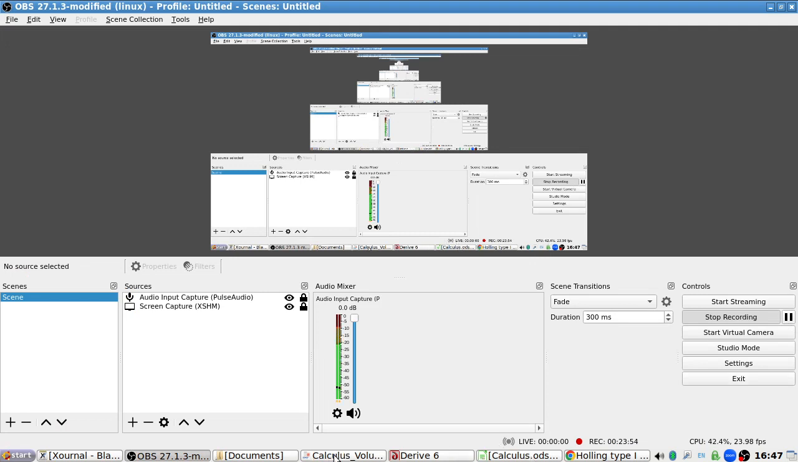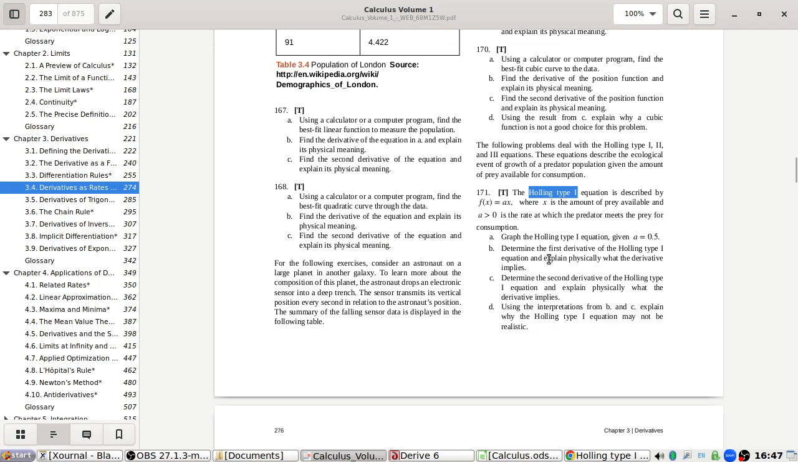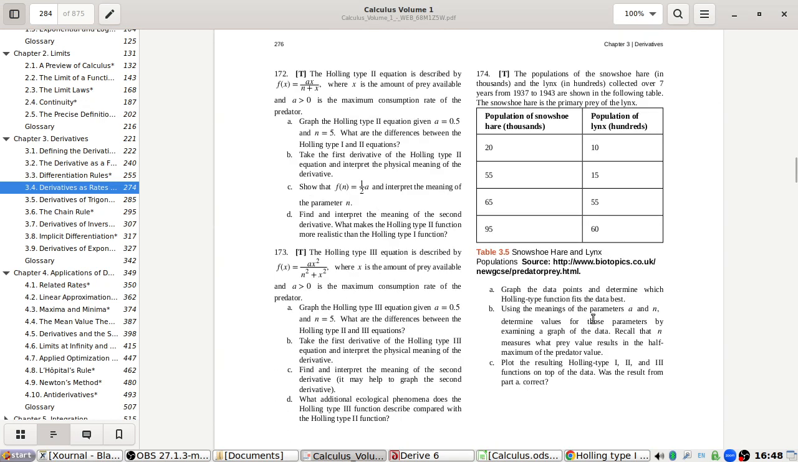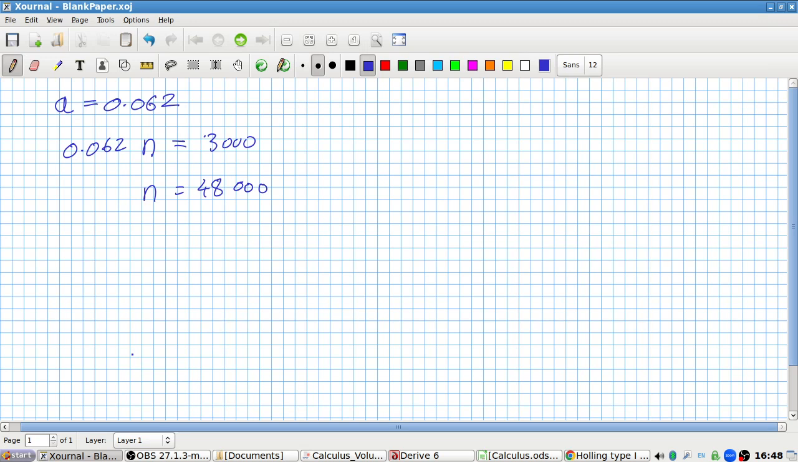So like here, it says recall that N measures what prey value results in the half maximum of the predator value, but it's a density, not an absolute number. So that's why I was a bit confused why this is a half A. So really these should not be going beyond 1, I think. I'm really confused by this question, to be honest. So maybe I should change this now.